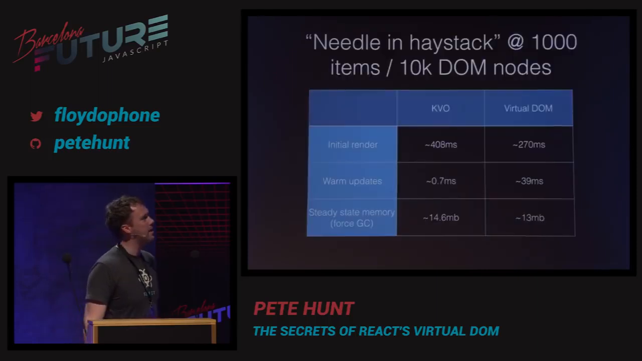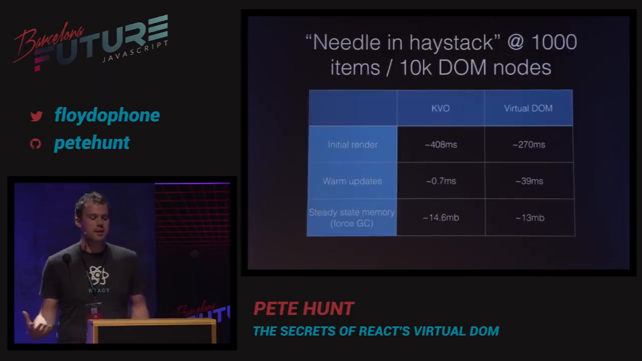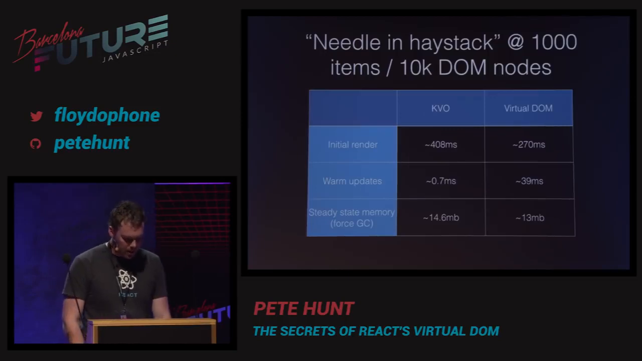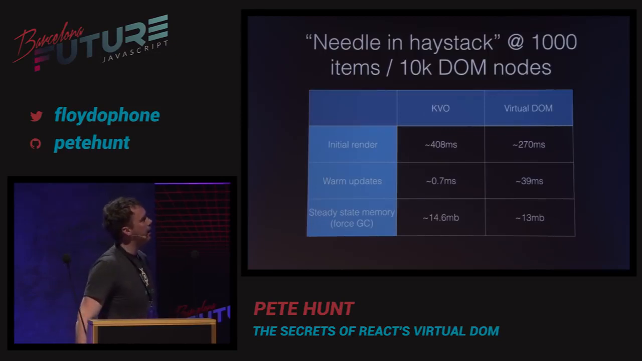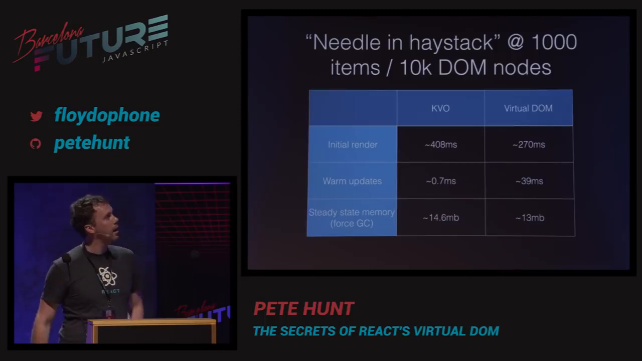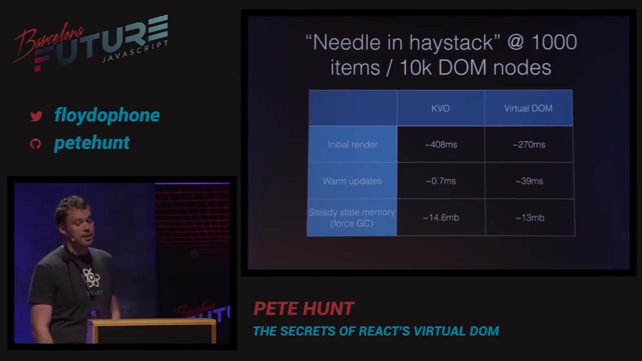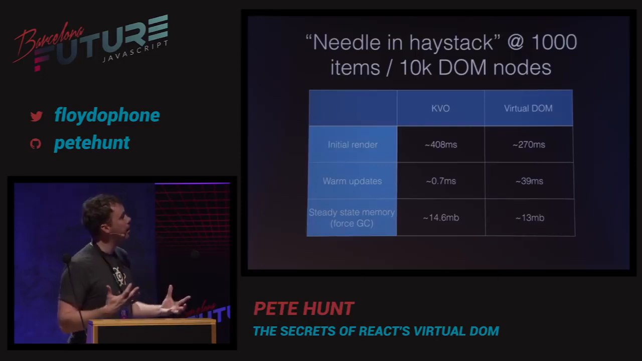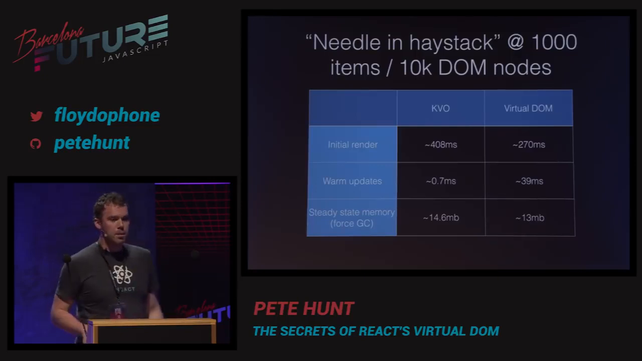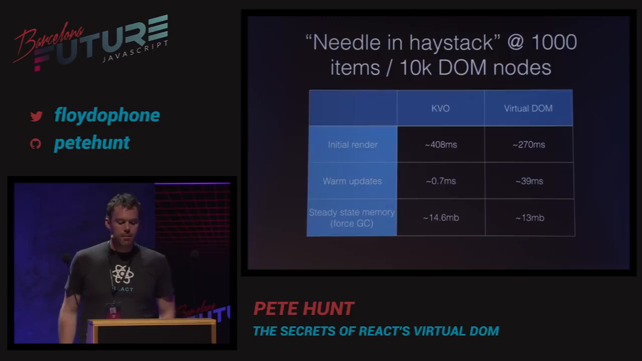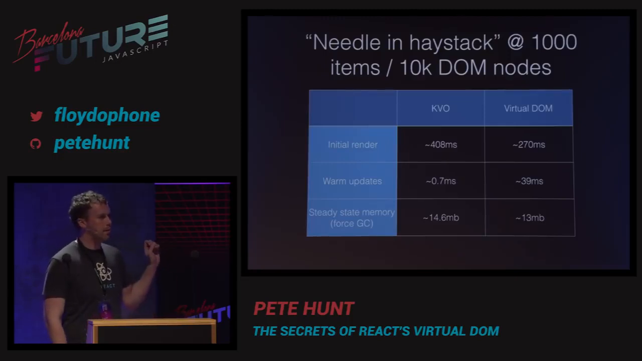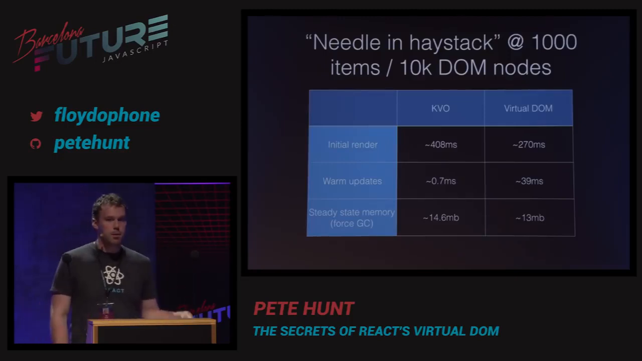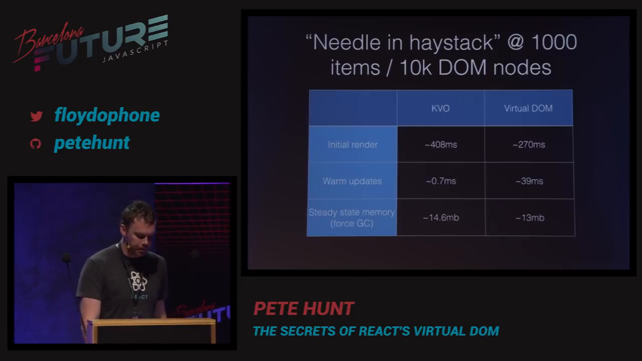So we're going to render 1,000 data items and then render an additional 10,000 DOM nodes. You'll see here that the virtual DOM actually does OK in terms of initial render and steady-state memory. But just as you would intuit, the warm update is pretty slow relative to KVO. And this isn't just textbook slow. This is way bigger than a frame, so it's actually noticeable by the user.